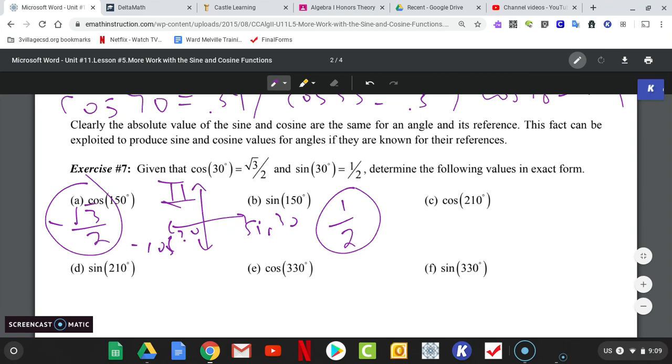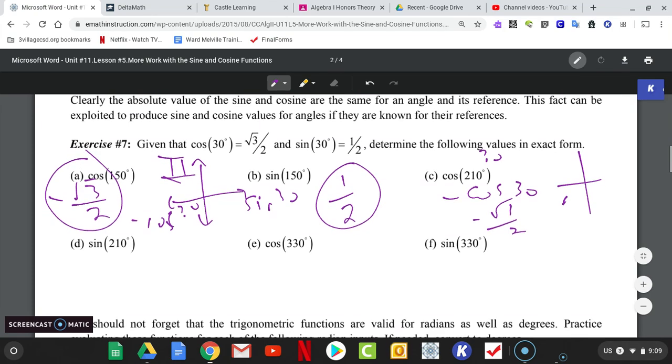All right. Cosine of 210. Well, 210 is in the third quadrant. Cosine is negative in the third quadrant, so I'm going to get a negative answer here. Well, what's 210 equivalent to? The reference angle here is 30 degrees. So it's negative cosine of 30, which is negative radical 3 over 2 again.